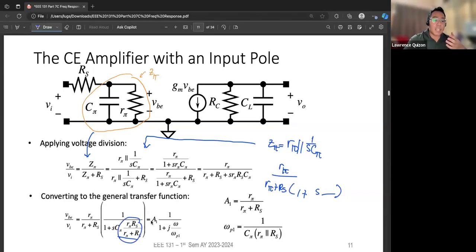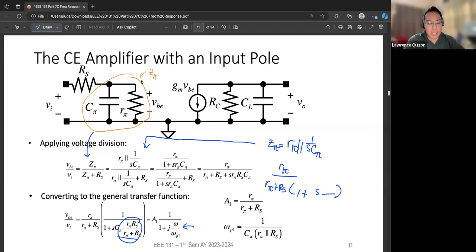And this form is something that's familiar to us. That's R pi parallel RS, right? And this becomes something that's a little ugly, but trust me, this makes sense. It becomes of the form a gain, right? A low frequency gain and a pole, which just dictates how it changes over the frequency domain. So now we have the flat gain, which is R pi over R pi plus RS. Now the low frequency gain, which does make sense.